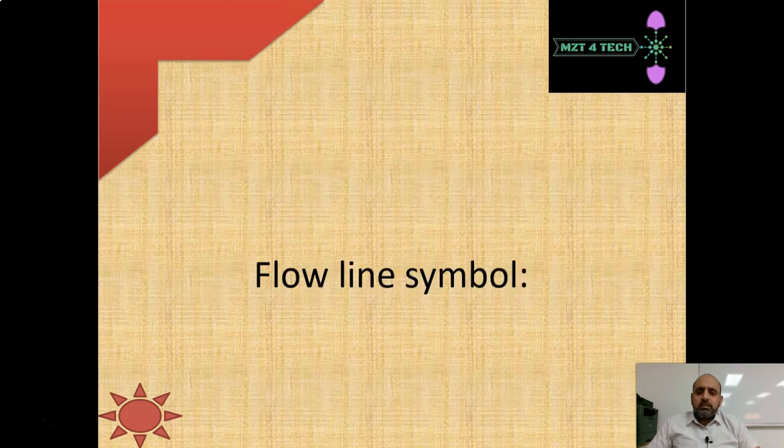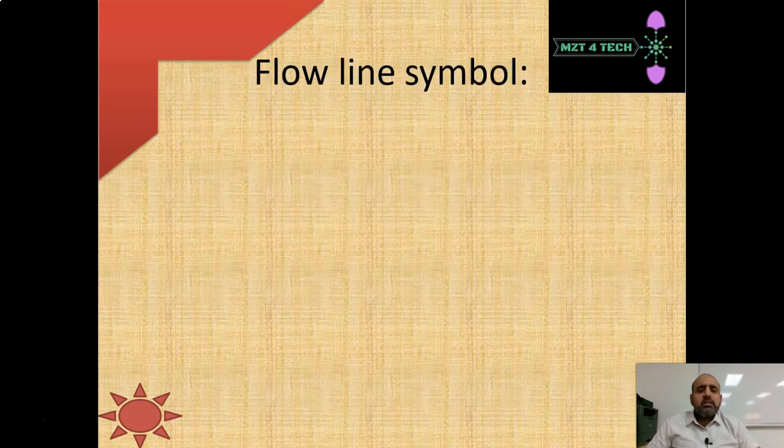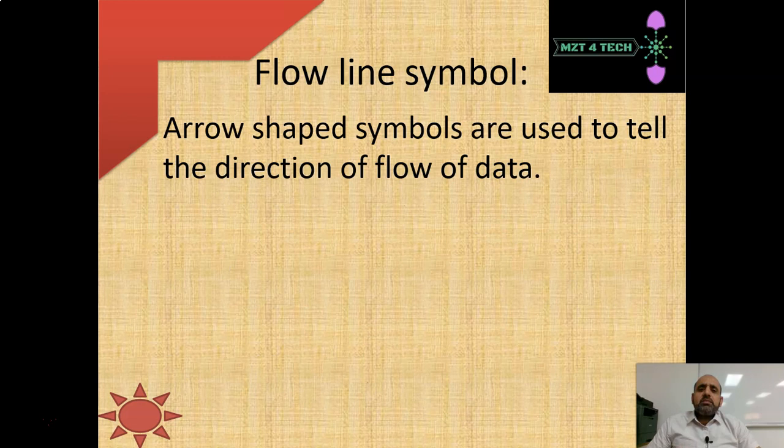Now the next symbol is flow lines. These are arrow shaped symbols. These basically tell us the direction of flow of data. Always remember that the direction of flow of data is from top to bottom or from left to right. These you can see over here.